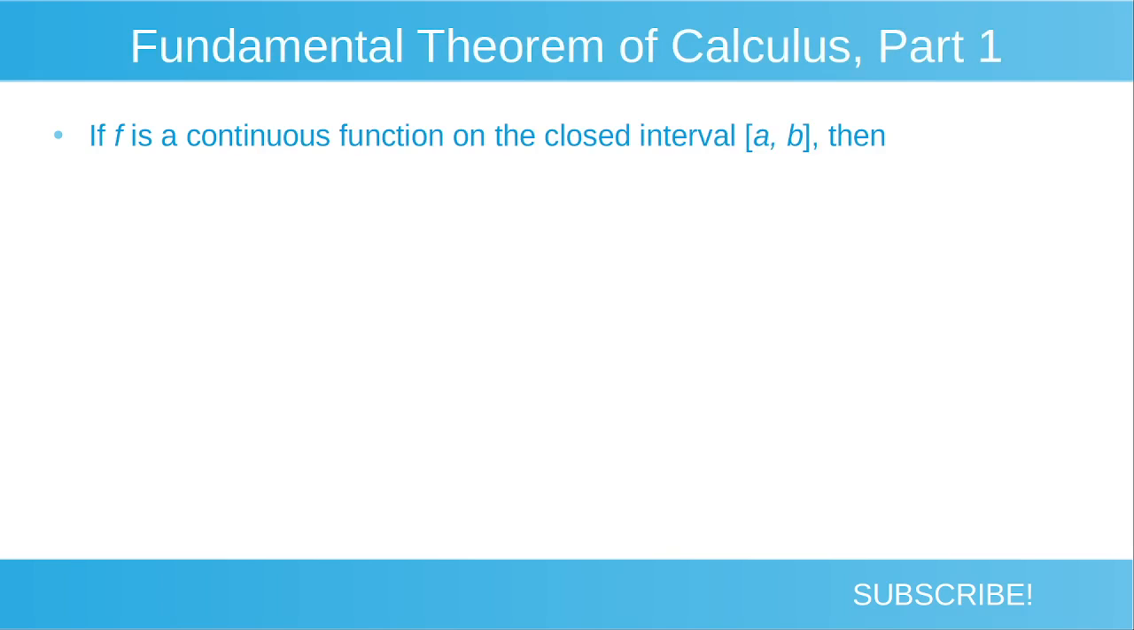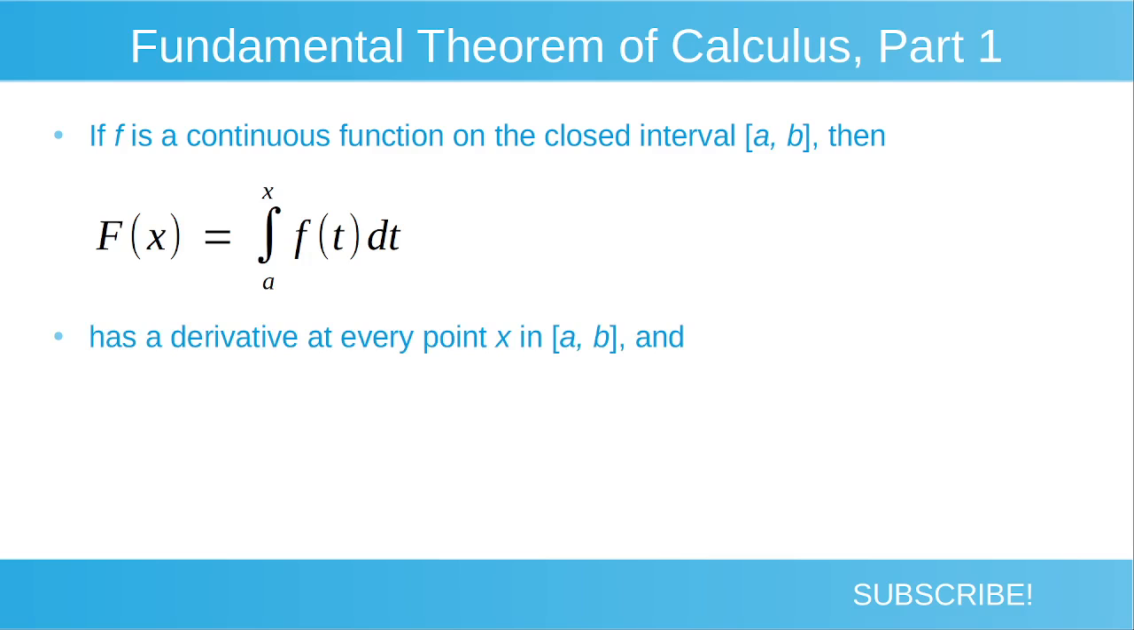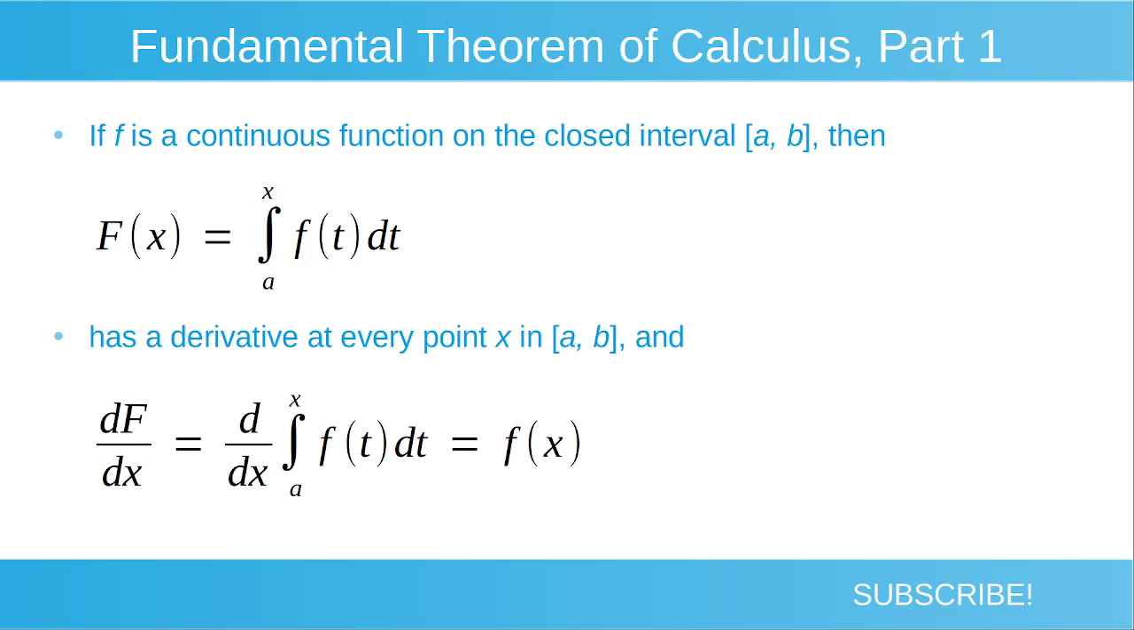First of all, we're going to state again what we're about to prove. If f is a continuous function on the closed interval from a to b, then the function capital F of x can be expressed as the integral from a to x of f of t dt, and that has a derivative at every point x in the closed interval from a to b, and its value dF/dx, which is equal to the derivative with respect to x of the integral from a to x of f of t dt, is equal to f of x. So we're going to prove this now.